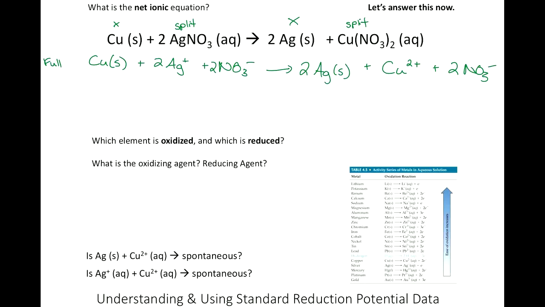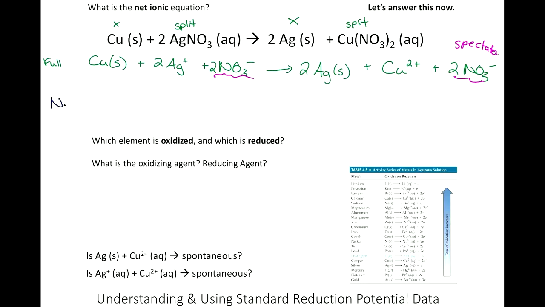So how we approach full ionic equations is we cancel out whatever does not change at all on the reactants and product side. I see, oh no, copper's changing, it's going from a solid to aqueous. Silver's changing, it's going from aqueous to solid, but does nitrate change? It does not. It's the exact same on both sides, so that's why nitrate is my spectator. So we don't need to include it in the net ionic equation.